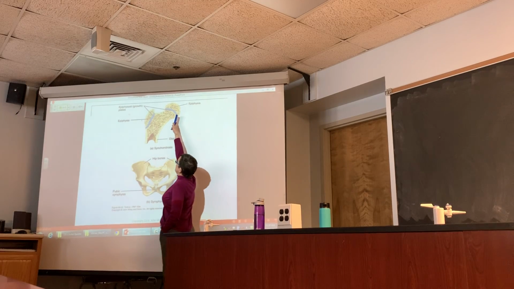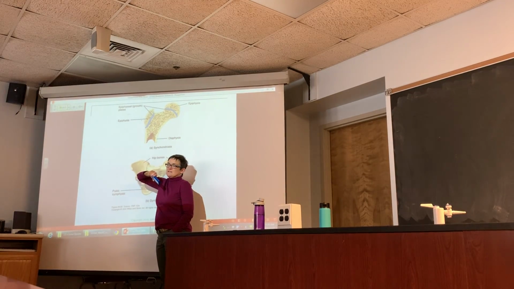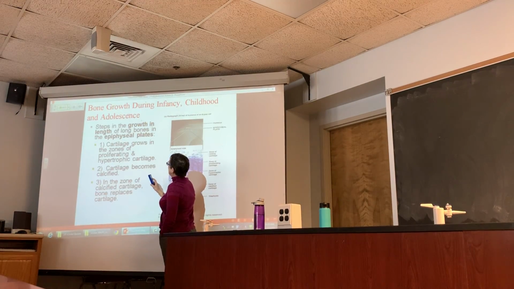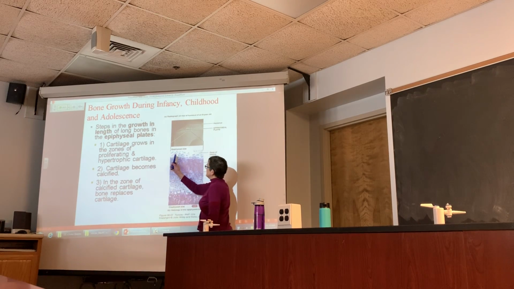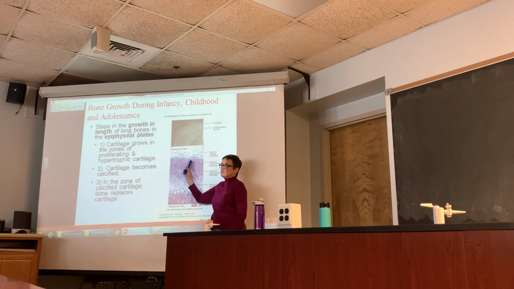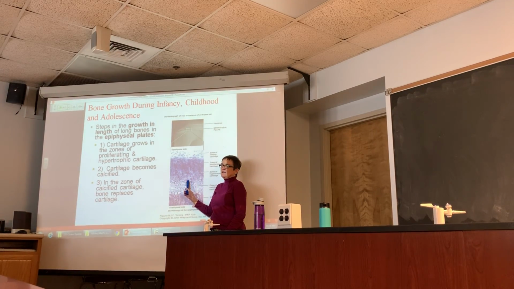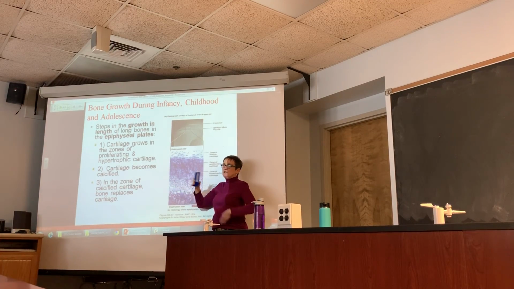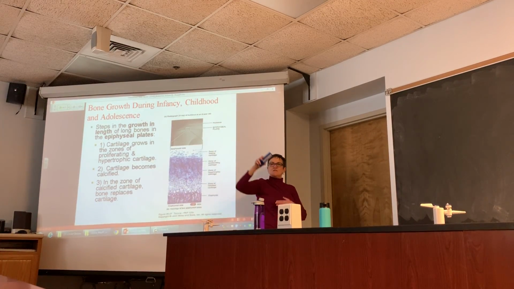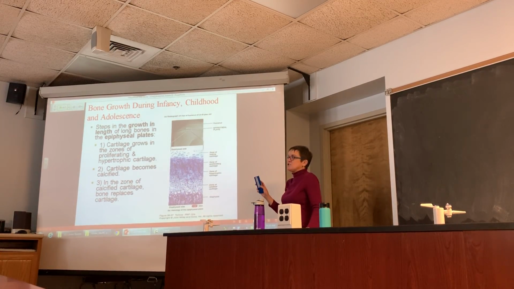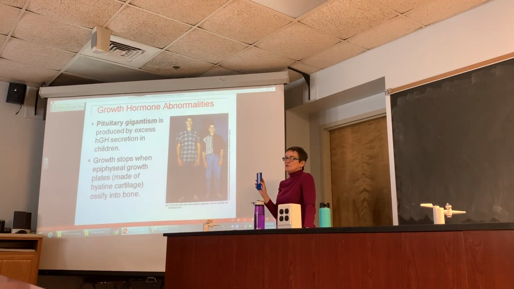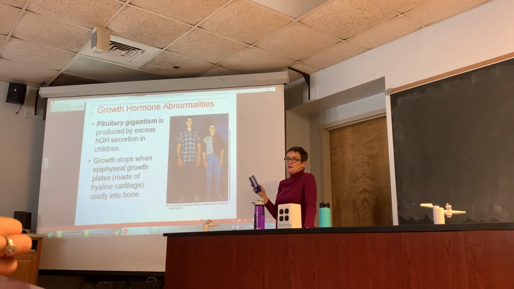The blue areas are where you have the epiphyseal growth plates, and that's where growth is happening. Remember, that is places where you have zones of cartilage, where cartilage cells divide, and then the cartilage gets replaced with bone, and this is happening on both ends of the bone, so the bone grows. Well, if you have too much HGH in childhood and adolescence, it can cause too much growth.